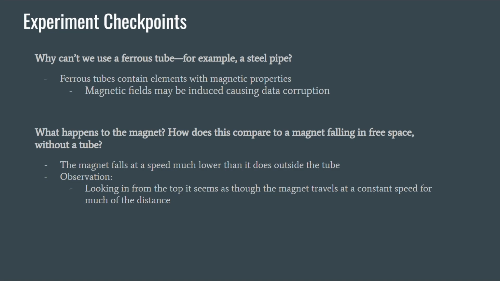So what actually happens to the magnet, and how does this compare to a magnet falling in free space without a tube? Well, obviously the magnet falls at a speed much lower than it does outside the tube, and I actually made a small observation where, looking from the top, it seems as though the magnet travels at a constant speed for much of the distance.